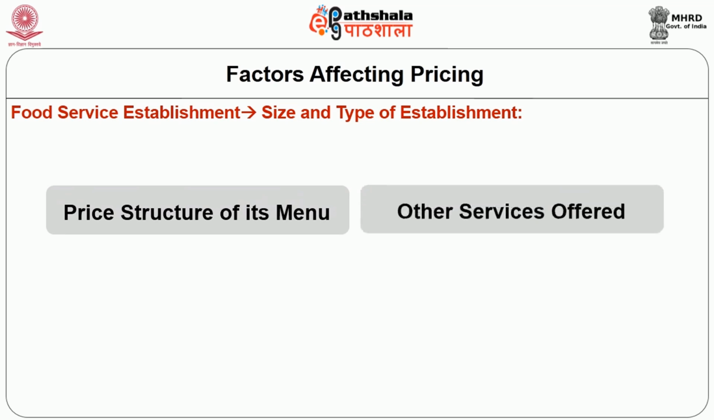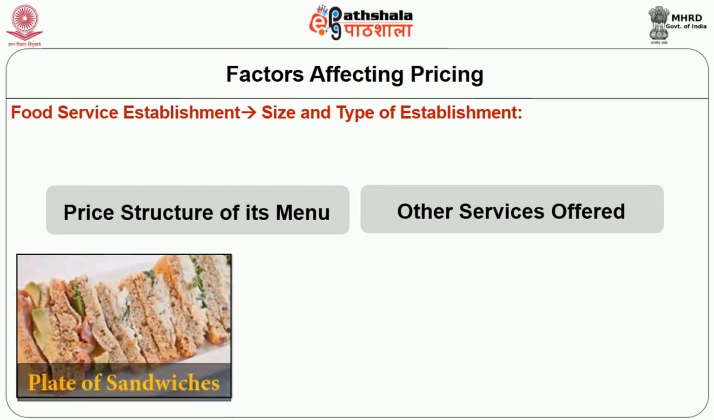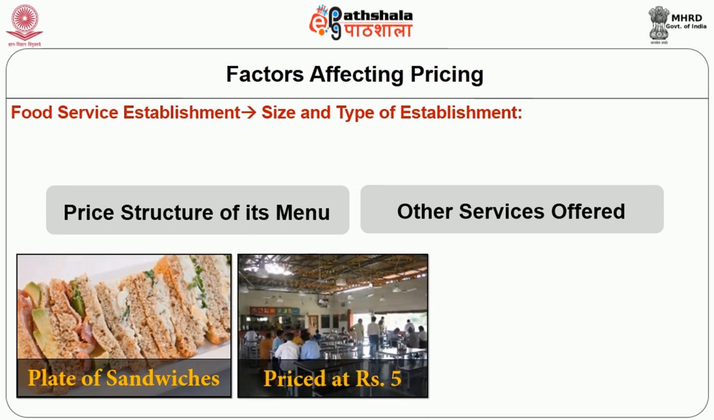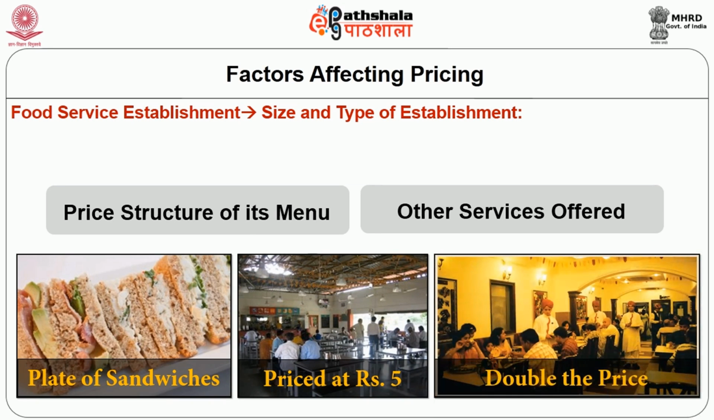Size and type of establishment. The size and type of establishment has a marked effect on the price structure of its menu and other services offered. For example, a plate of sandwiches sold by a roadside cafe may be priced at ₹5, whereas in a restaurant the customer may pay double or triple the price for the same product and portion to cover increased fixed cost per unit of sales. Alternatively, an adjustment may be made through a reduction in the portion size served for the same price.